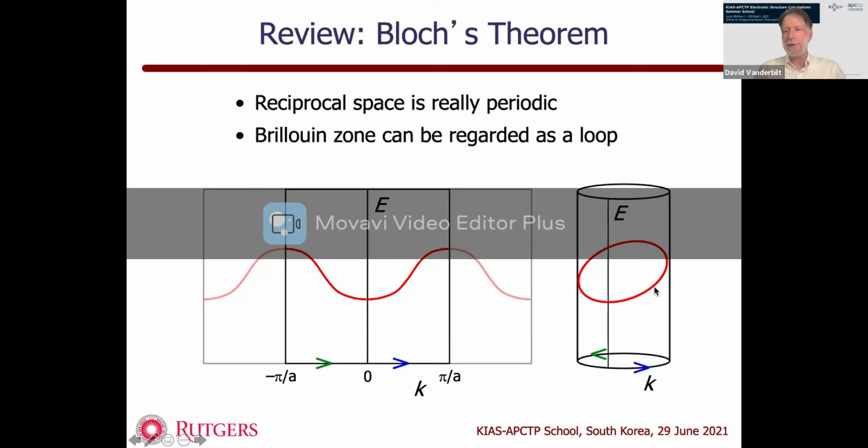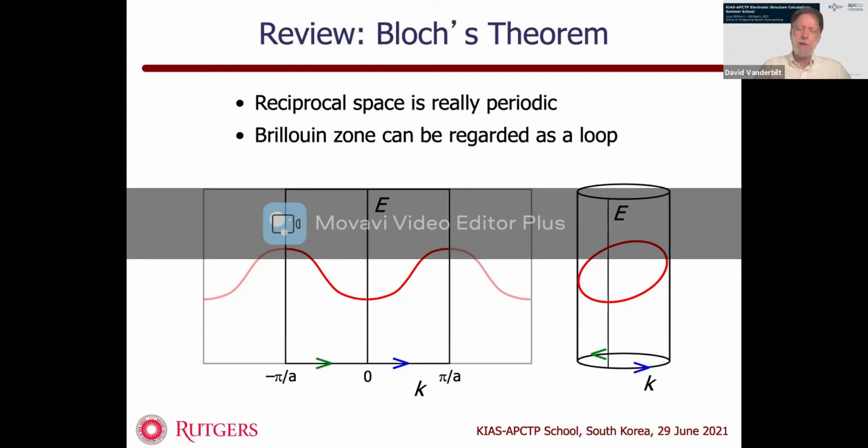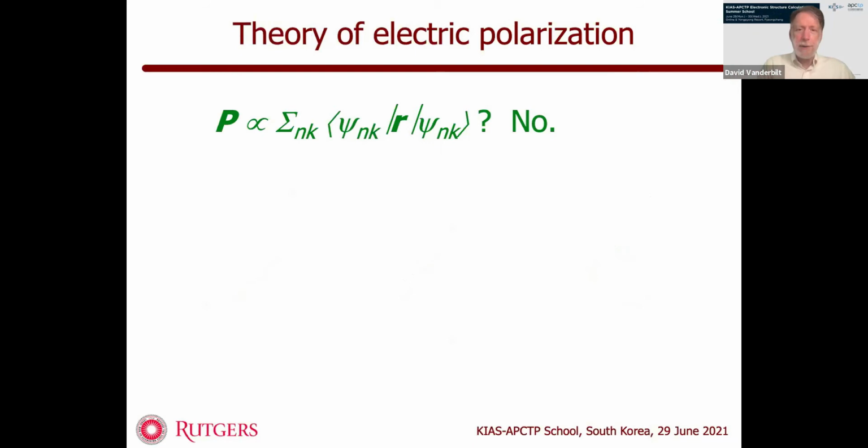And I've just drawn one band here. In general, there would be many energy bands, and they'd be more complicated than the one I drew. But the point here is that because the band is now a loop in K space, as soon as you have a loop, you have the possibility of various kinds of topological or what are called geometric quantities that can be defined in a way that can't be defined on an interval. So keep that thought in mind, and we'll come back to it in a moment.